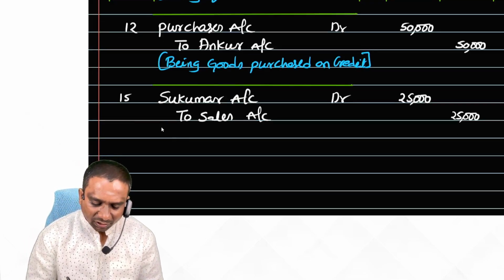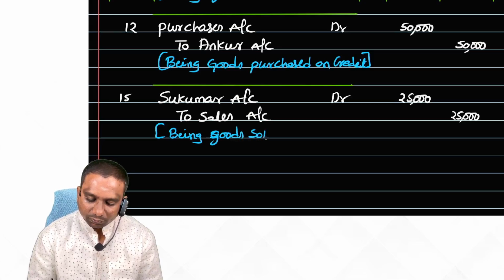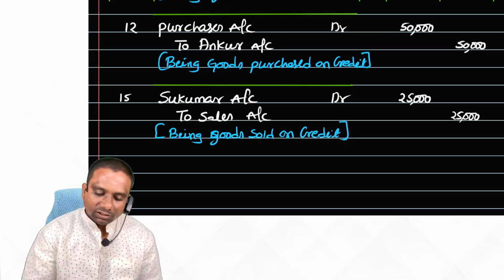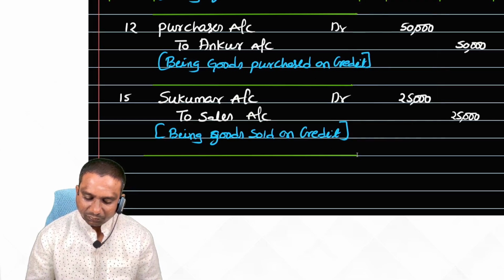What is the narration we can write? Being goods sold on credit. This is what we write. That's it. Next one.